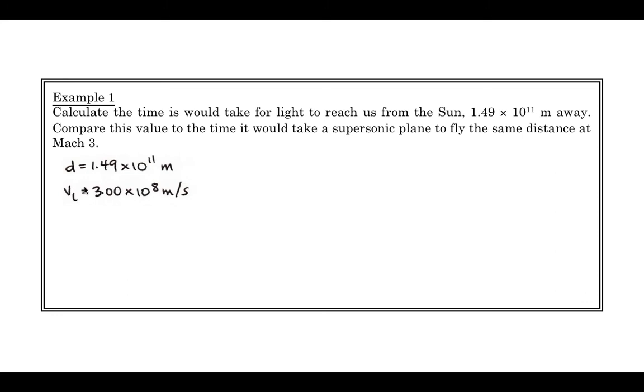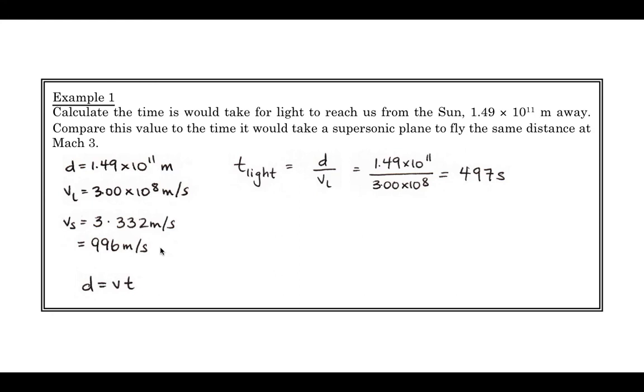Let's take a look. So here's the distance. Here's the speed of light. Here's the speed of sound. Mach 3 is, of course, 3 times the speed of sound, which is 996 meters per second. We can already see what's going to happen. Distance equals velocity times time, because light does not accelerate, so it's safe to use this formula. We'll rearrange. The time that it would take for light to travel from the surface of the sun to the surface of Earth is 497 seconds, which is not that long.